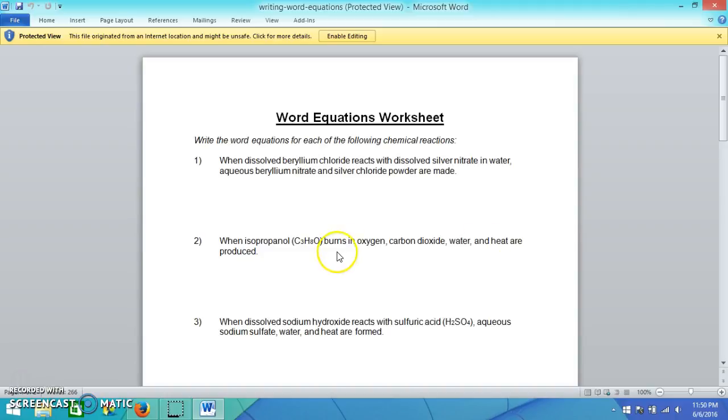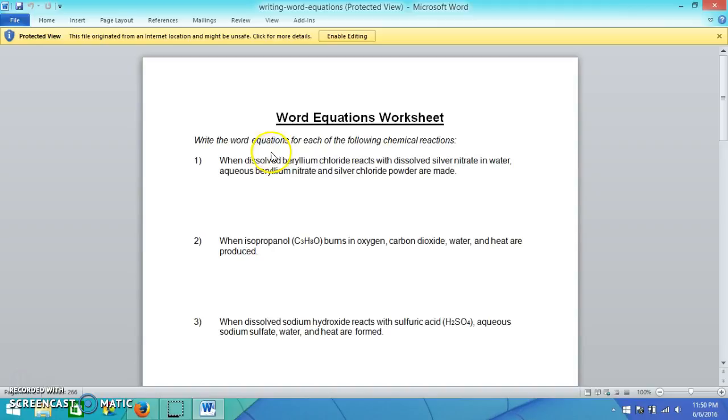Okay, anyway, kind of a sidetrack there, but I wanted to mention again the Hofbrinkel part with oxygen. So let's go back to 1. We have dissolved beryllium chloride reacts with dissolved silver nitrate in water. So again, some of this is just extra words. I'm trying not to worry about some of these extra things like dissolved.